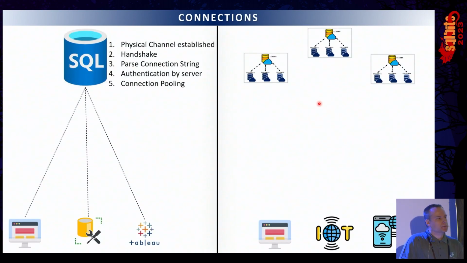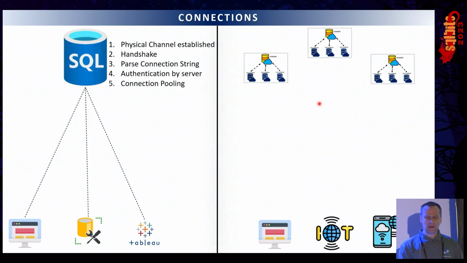Next one is the connections. In SQL Server, for connections, first we have to do the physical channel. It needs to get established by the network. It needs to get a handshake. We have to parse the connection string and authenticate. It needs to get authenticated by the server. And if you are using .NET or any kind of SDK, usually we cache that connection so we don't have to do this again and again for SQL Server.